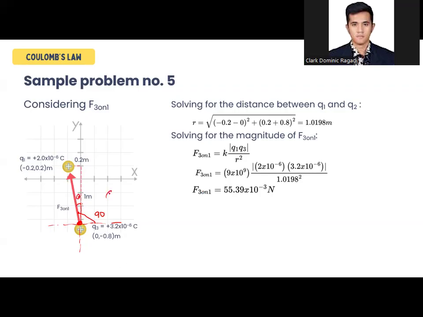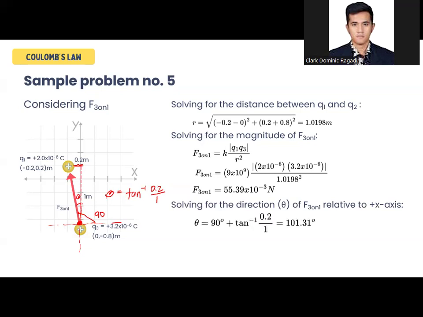So beta is equivalent to arctan of 0.2 over 1, since 0.2 is at the opposite side of the right triangle. So we can solve our theta: 90 degrees plus arctan 0.2 over 1. That would result to 101.31. Hence, we can write our F3 on 1 as a vector in polar form, 55.39 times 10 to negative 3, angle 101.31, in newtons. So that's our F3 on 1.